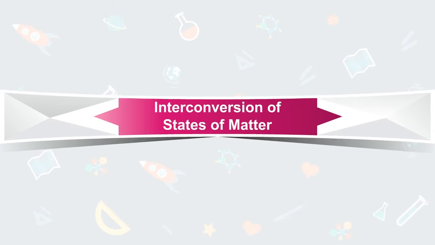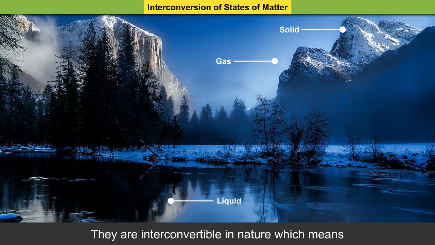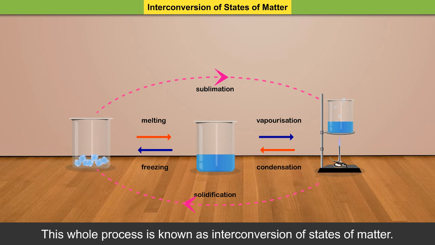Interconversion of states of matter. All the three states of matter can easily be found in nature. They are interconvertible in nature, which means they can be converted from one form into another. This whole process is known as interconversion of states of matter.